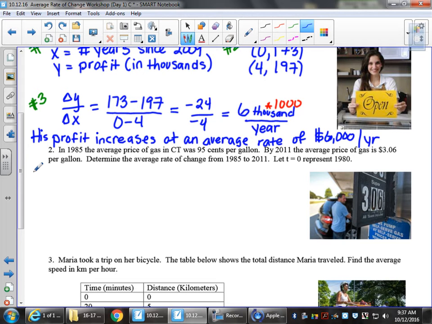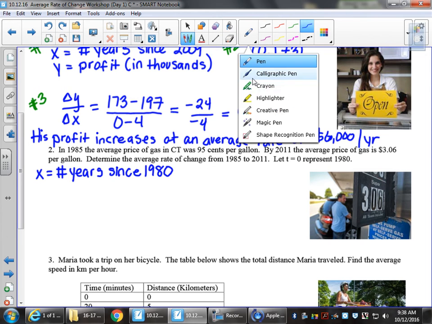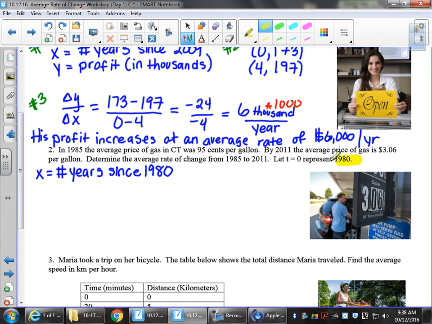Okay, sure. Yep, thanks. All right, what are we saying X is? Average price. Number of years. Remember, time will always be my IV. Number of years since. Did anybody figure out the 0 year? 1980. Very good. I know that because of what it said right here. That's how I know my 0 year is 1980.